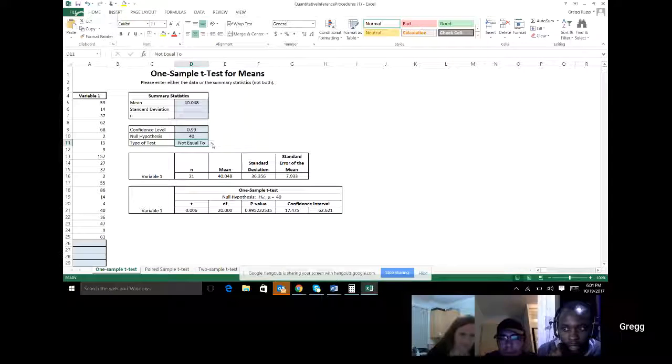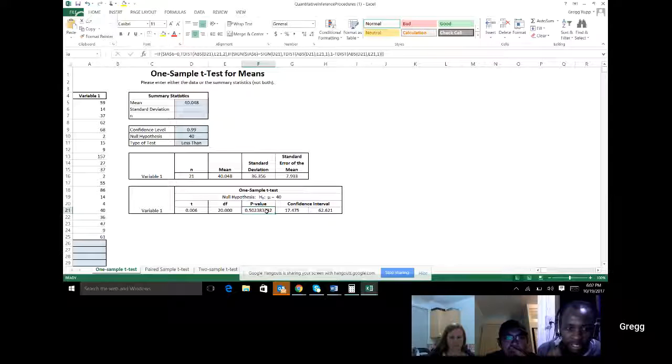Now the next question said, what if your alternative hypothesis is mu is less than 40? So I come here and put in less than, as opposed to not equal to, and that changes the p-value to 0.500. This decreased. It didn't necessarily change our decision. We still fail to reject because the p-value is still higher than the level of significance.